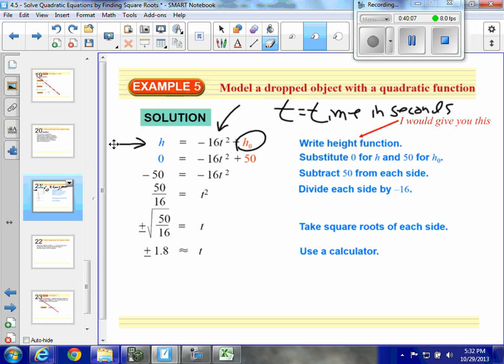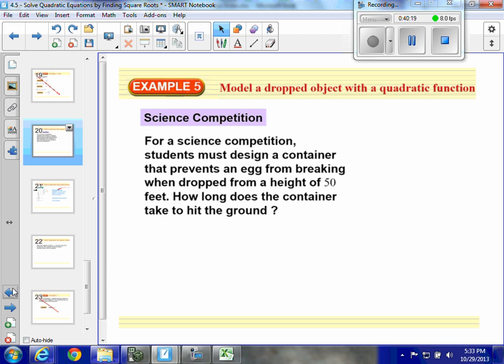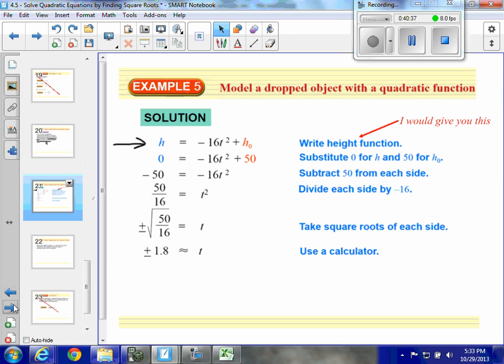So I would give you this equation. I would not expect you to memorize this equation. But it's saying, whoops, that's the solution. Let's find the problem here. It's saying in a science competition, you have to design a container that prevents an egg from breaking when dropped from a height of 50 feet. How long does the container take to hit the ground? That's where our time in seconds comes in. And that's where this formula comes from.